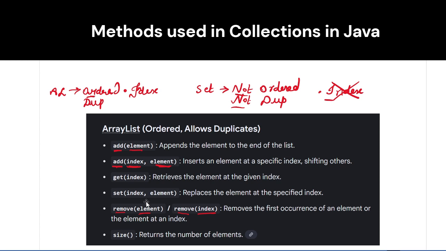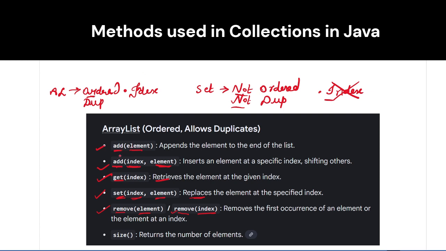So adding an element we have done, adding the element at the particular index we have done. We have removed the element. We have removed the element at the particular index. Can we replace the element at the specific index? Yes, by using the set method. So at that particular index, the element can be replaced. Can we get the element at the particular index? Yes. It retrieves the element by this method, get. It retrieves the element at the given index.